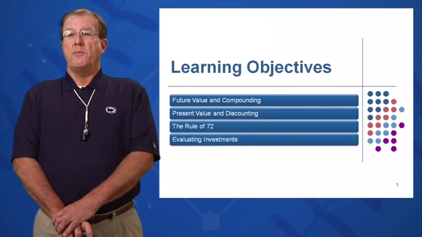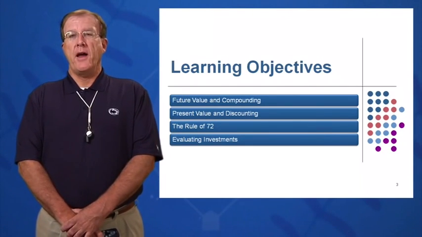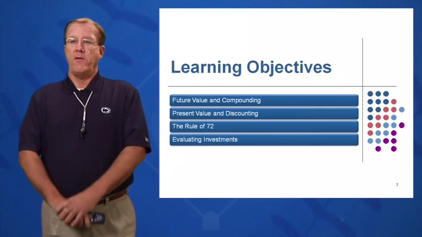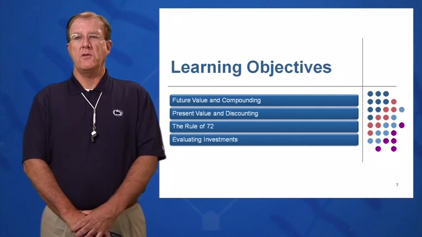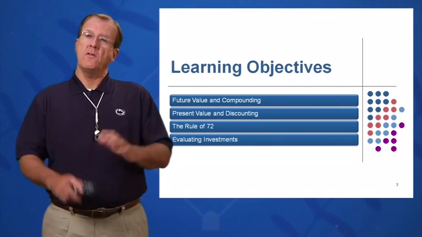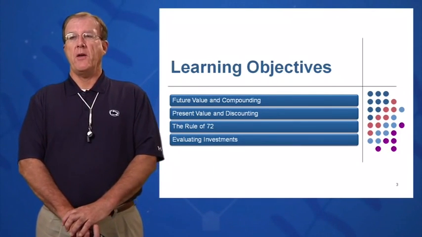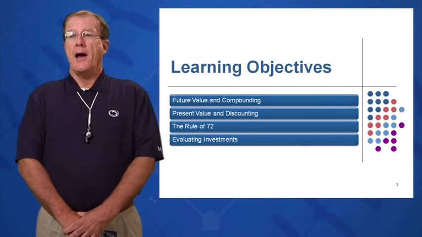We have several learning objectives in this chapter, 4 to be specific. First, we're going to talk about future value and compounding, and then present value and discounting, bringing a future sum of money, a lump sum of money, back to today. We'll talk about the rule of 72 in some depth, and we'll look at how we evaluate investments. How can we use these 4 or 5 equations to help us evaluate investments effectively? And we're going to play Who Wants to Be a Millionaire in the process.